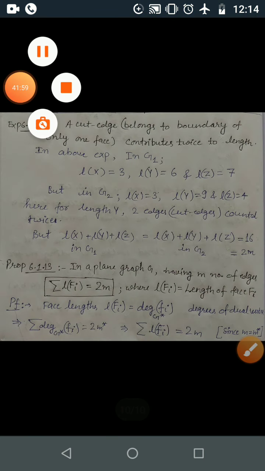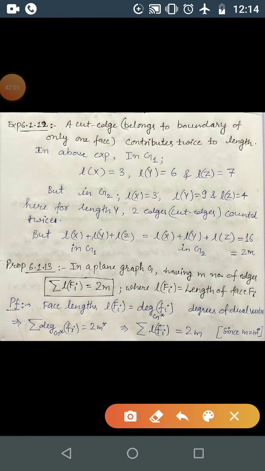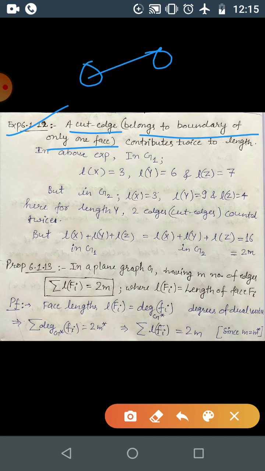Now come to example number 12. A cut edge, or you can just say bridge, belongs to the boundary of only one face and contributes twice towards its length. So any cut edge will obviously be present on the boundary of one face only. Suppose this is the cut edge. So this cut edge is present on the boundary of face x only, and it is contributing twice its length, correct.